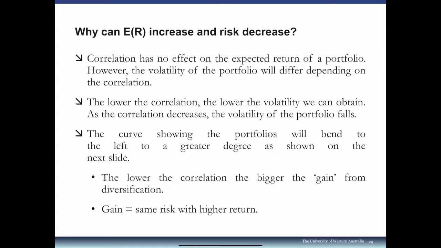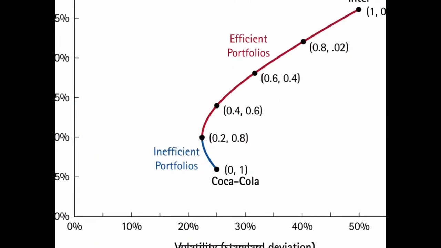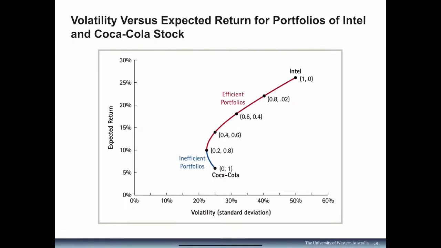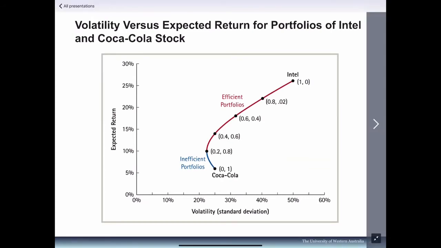So why can ER increase and risk decrease? So in this case, why can you observe such cases where you can actually increase return but reduce the volatility? Why would that happen between, like, going from the blue line to the red line?